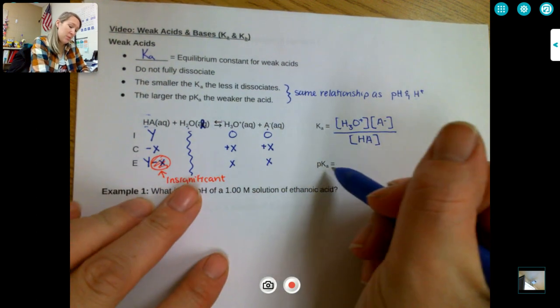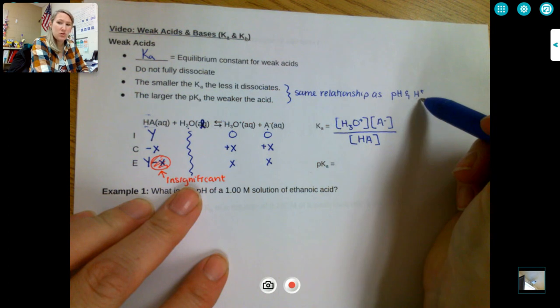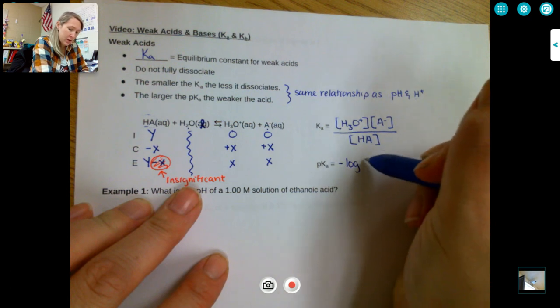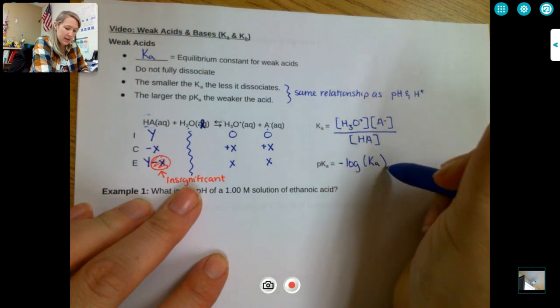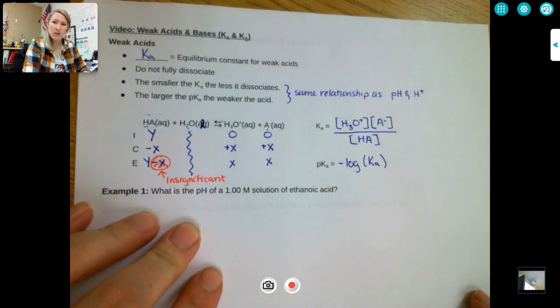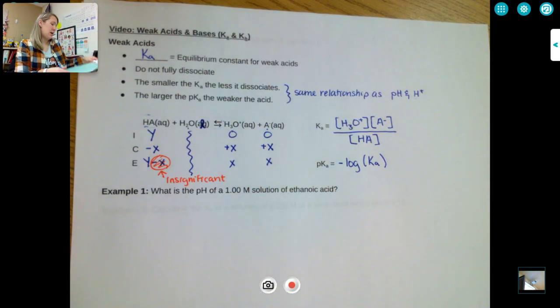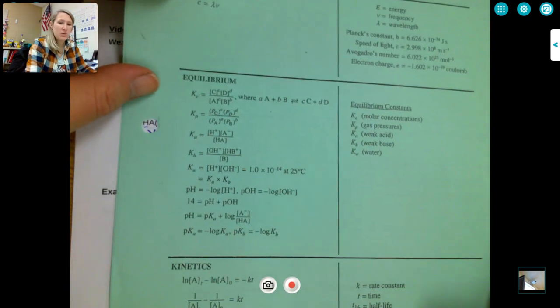And then if I want the pKa, just like going from hydrogen ion to pH, I take the negative log of that. Same thing here. pKa is the negative log of my Ka value. Okay. And you'll see this formula is on our formula sheet underneath equilibrium.